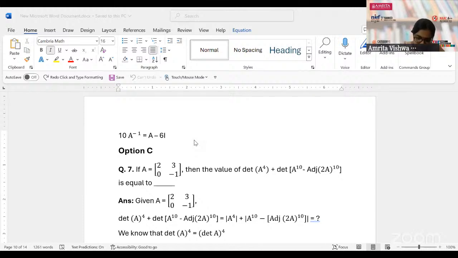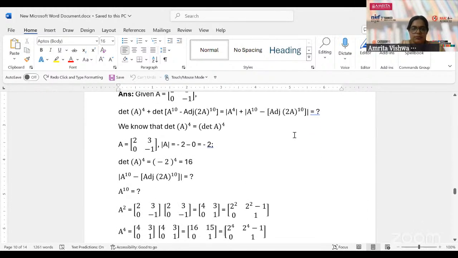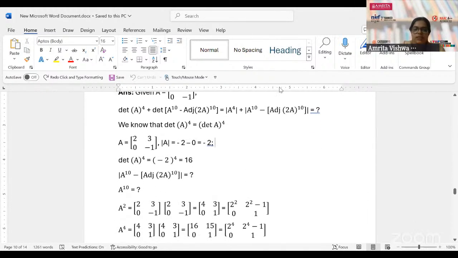I hope you have started doing this. Manjula, Aditya, Atish, Jay and all, I hope so. Okay, so we'll just start doing this question. A is given. It's direct only. You have to find all those values and then substitute them.